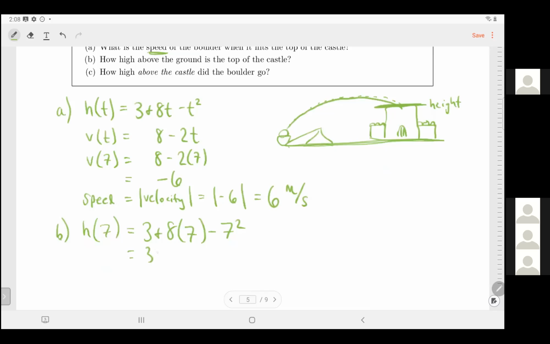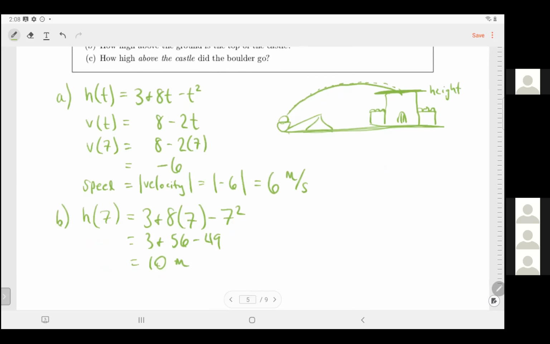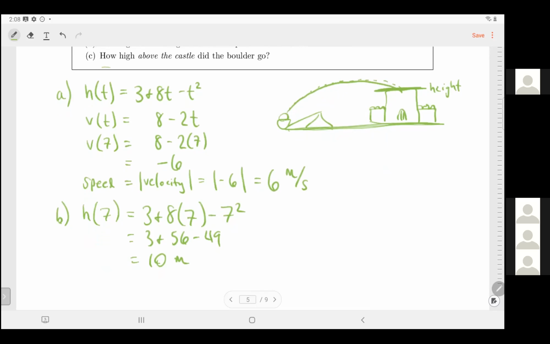Okay, so that's 3 plus 56 minus 49, whatever that is. It's 59 minus 49, so I think that should just be a nice 10-meter tall castle. Kind of short. Okay, and then how do we figure out how high above the castle the boulder flew?